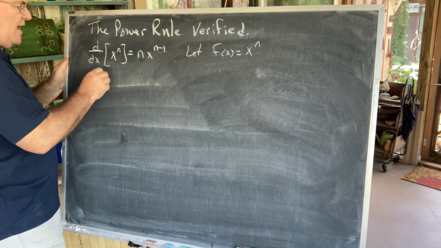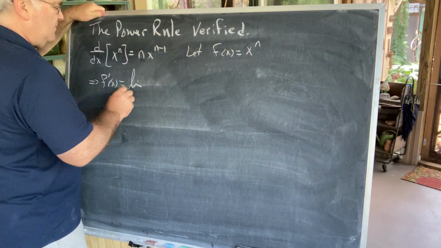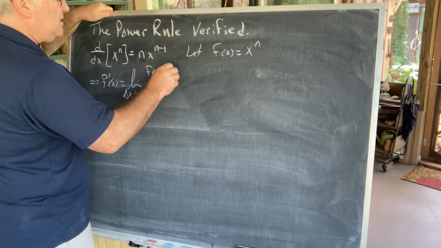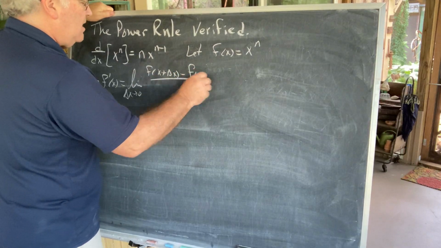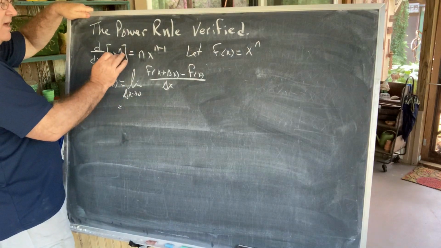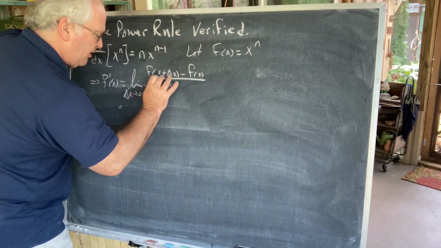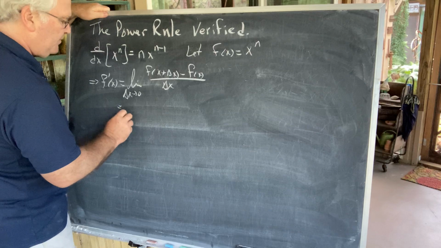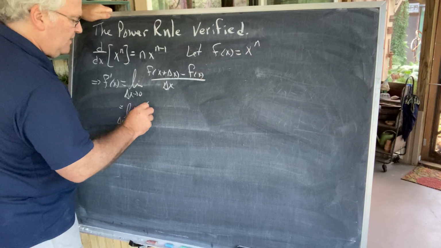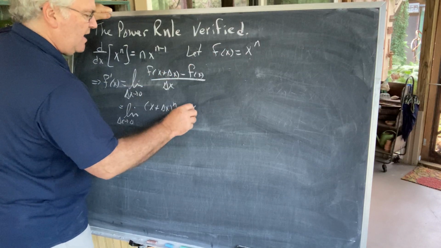And so by the definition, the derivative of f of x is equal to the limit, as delta x goes to 0, of f of x plus delta x minus f of x, all over delta x. Well, in this case, f of x is x to the n power. So f of this large expression is that large expression to the n. So this is equal to the limit, delta x goes to 0, of x plus delta x raised to the n minus f of x, which is just x to the n.